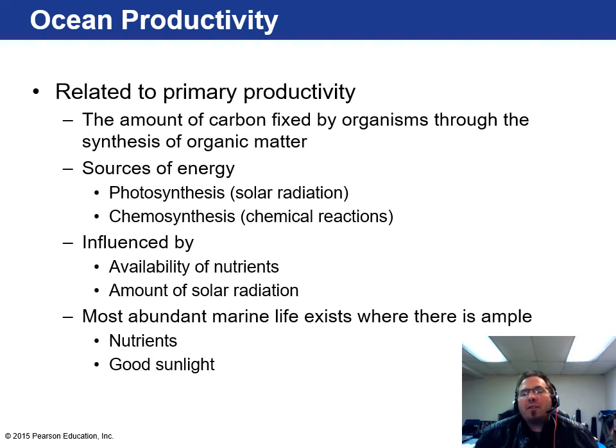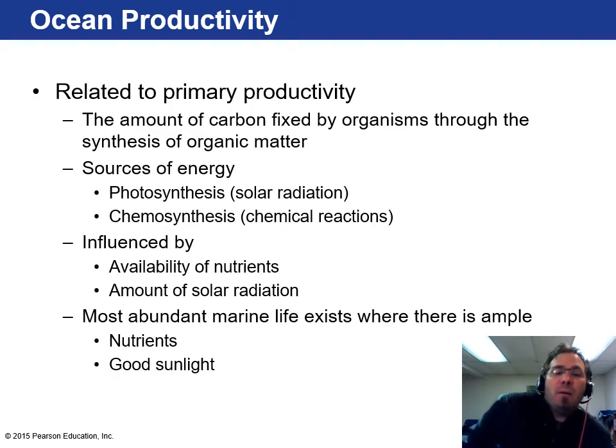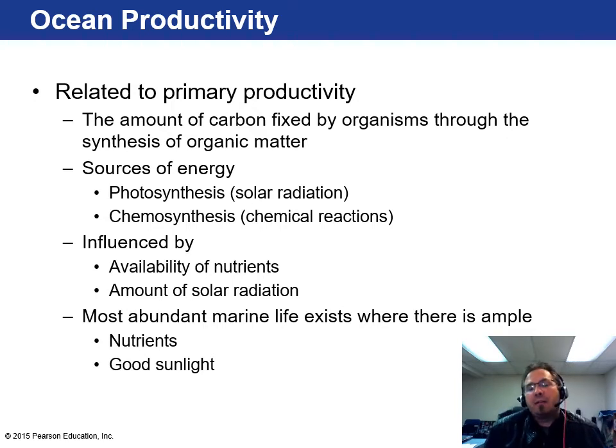So what determines ocean productivity? Meaning, why are there more marine creatures in some areas than others? Part of that is, is there sunlight available? Are there chemical reactions taking place that allow the organisms, the availability of nutrients, and I'll get to that in a second, the amount of solar radiation, obviously. But most abundant life forms exist where there's a lot of food, right? That makes sense, nutrients and good sunlight.